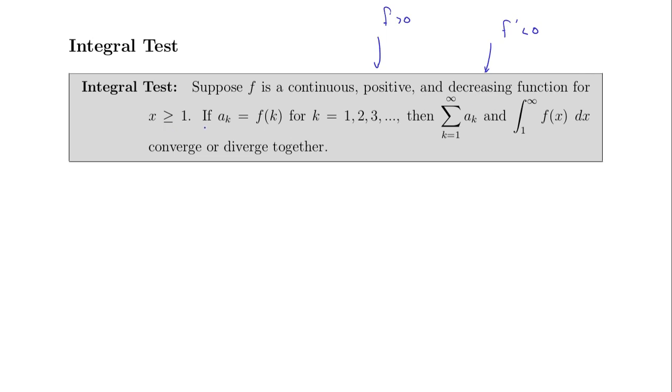For x greater than 0, as long as we can match up our terms with a function output, remember we're saying terms are really function outputs for these very specific inputs, just the positive integers. So that's why we only care about x greater than or equal to 1. If you can match these up, then the series and the integral converge or diverge together. What that means is if one of them converges, so does the other. And if one of them diverges, so does the other.